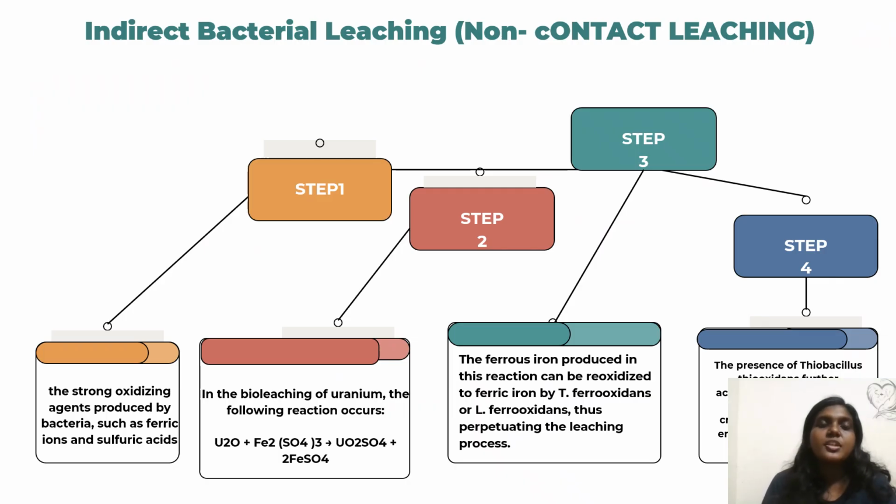Now we'll see about indirect bacterial leaching, which is a non-contact leaching. In this process, the microbes do not directly interact with the ores. Instead, they produce strong oxidizing agents such as ferric ions or sulfuric acid.